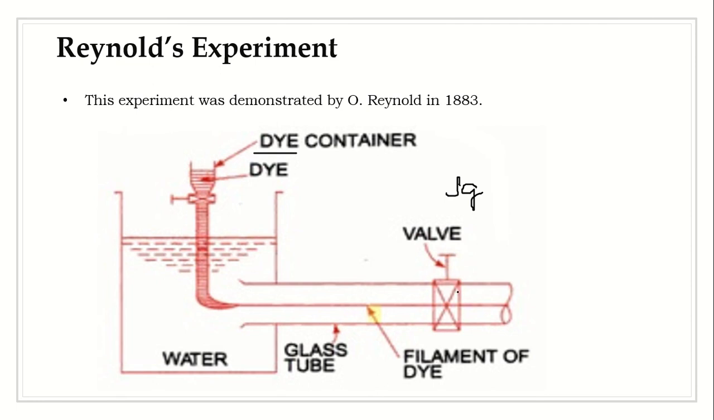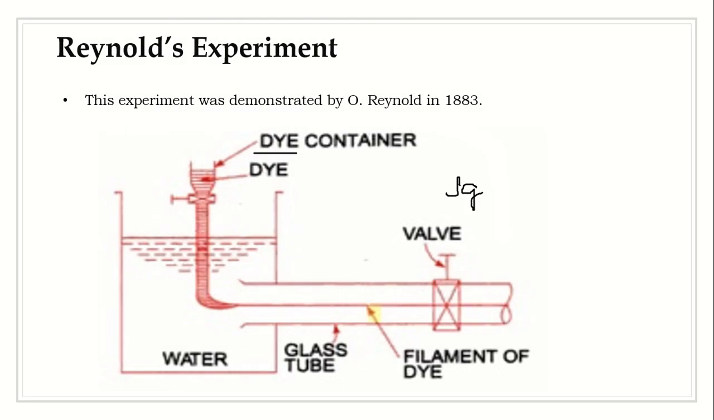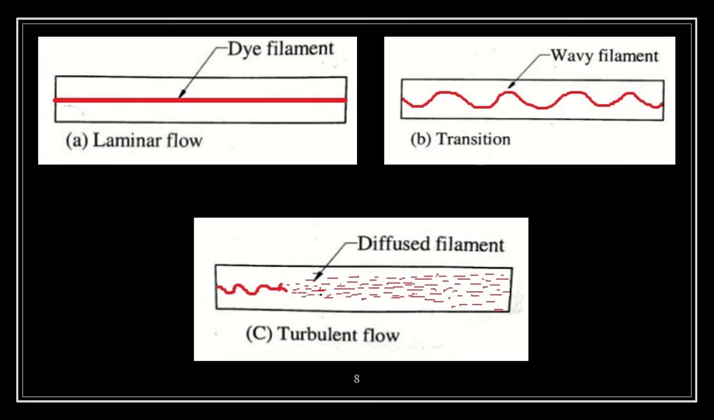So once the velocity got increased, the dye filament, which was a straight line earlier, was no more a straight line. It started changing into a wavy form. Later on, he increased the velocity much more. So what happened now? The wavy filament completely got diffused. It broke up into pieces and got diffused into the water. So you can see in the water there are some drops of dye. It happened to be like this. So he observed these three cases.